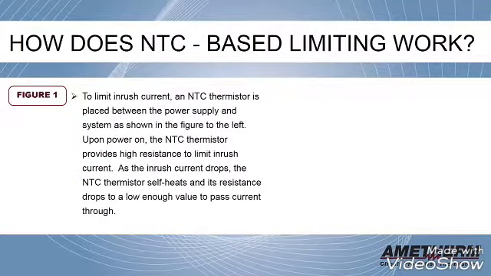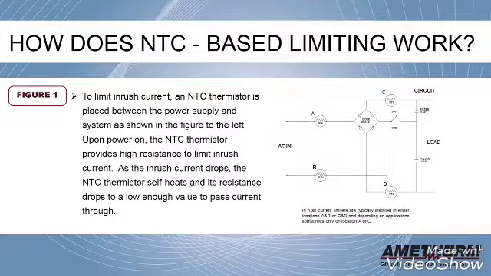How does NTC base limiting work? To limit inrush current, an NTC thermistor is placed between the power supply and system as shown in the figure to the left. Upon power on, the NTC thermistor provides high resistance to limit inrush current. As the inrush current drops, the NTC thermistor self-heats and its resistance drops to a low enough value to pass current through.